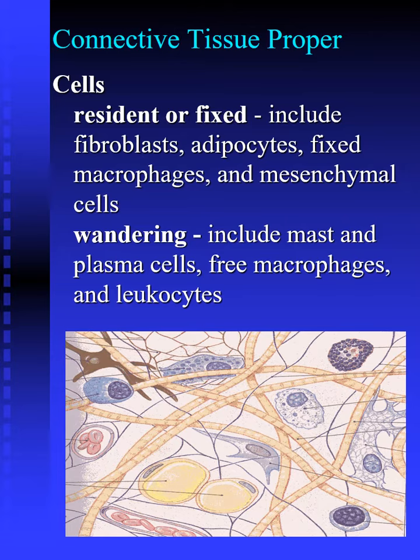The third class of resident or fixed cells are fixed macrophages. And so in this diagram, here would be a fixed macrophage. And so these tend to be relatively large and irregular shaped with numerous surface folds and projections. So they're derived from leukocytes, in particular monocytes, a type of white blood cell, and they're dispersed throughout the extracellular matrix.